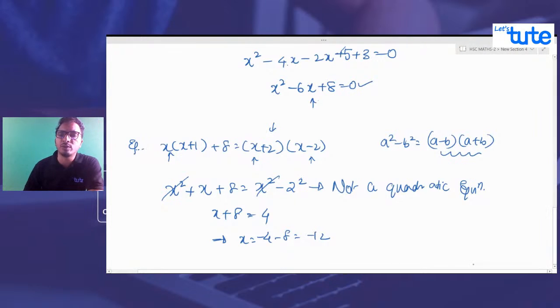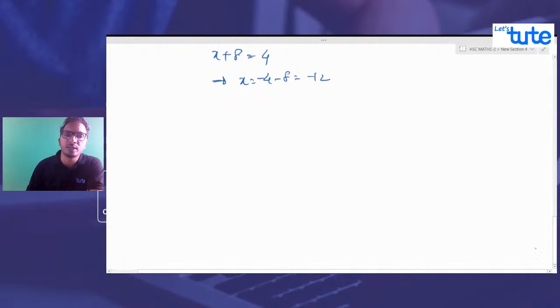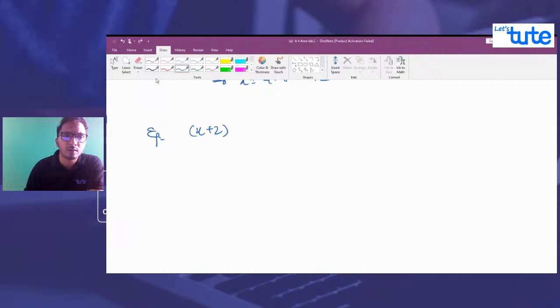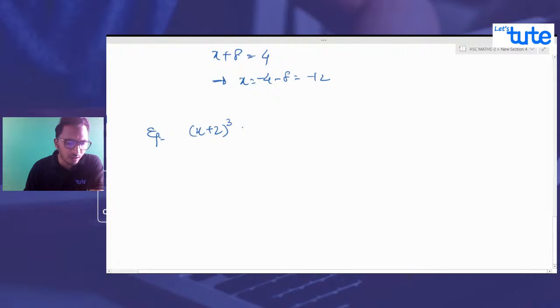We have one more question to check if it is a quadratic or not. (x plus 2) whole cubed equals x cubed minus 4. So this is the question we have, and we have to check if it is a quadratic or not. For that, we have to expand this bracket. So how are we going to expand this?